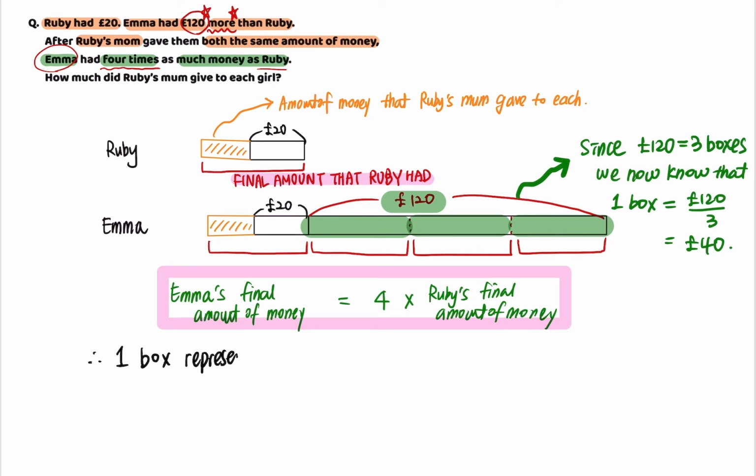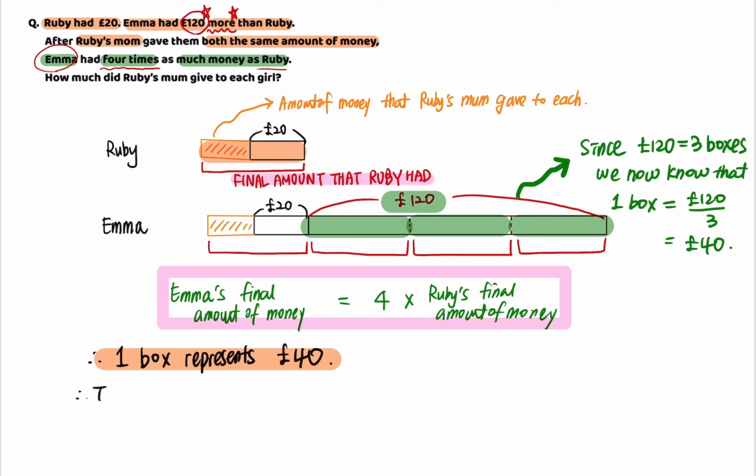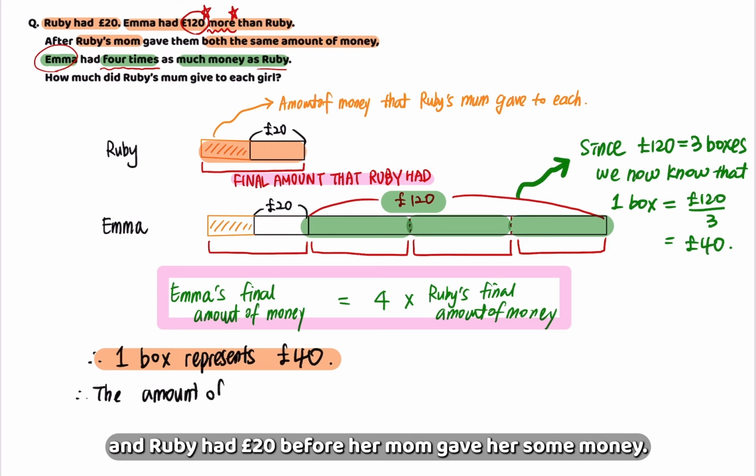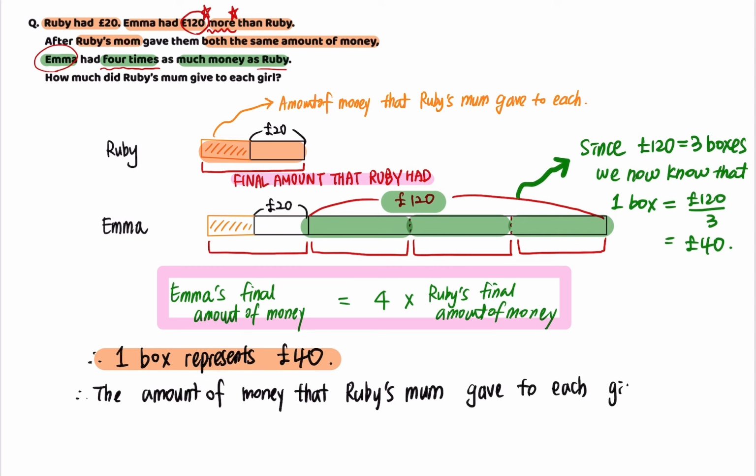Let's rewrite the important part. Okay, so we now know that the total amount of money that Ruby finally had is 40. And Ruby had 20 pounds before her mom gave her some money. So we now get the answer that Ruby's mom gave to each girl £40 minus 20 pounds, which is 20 pounds.